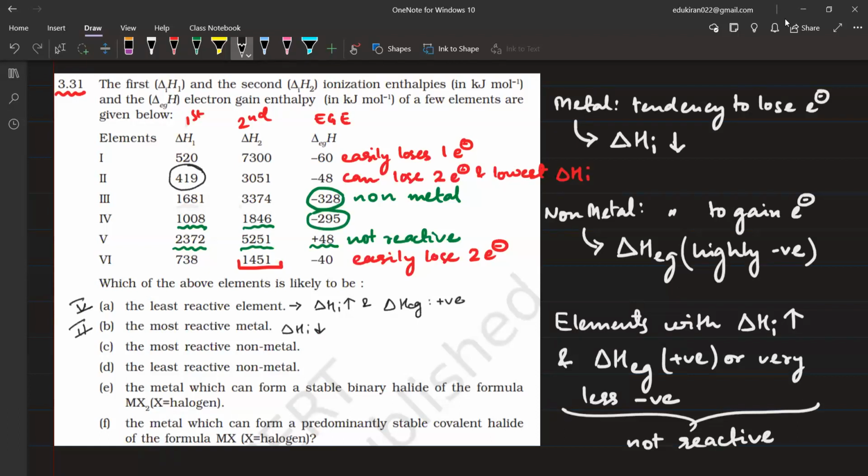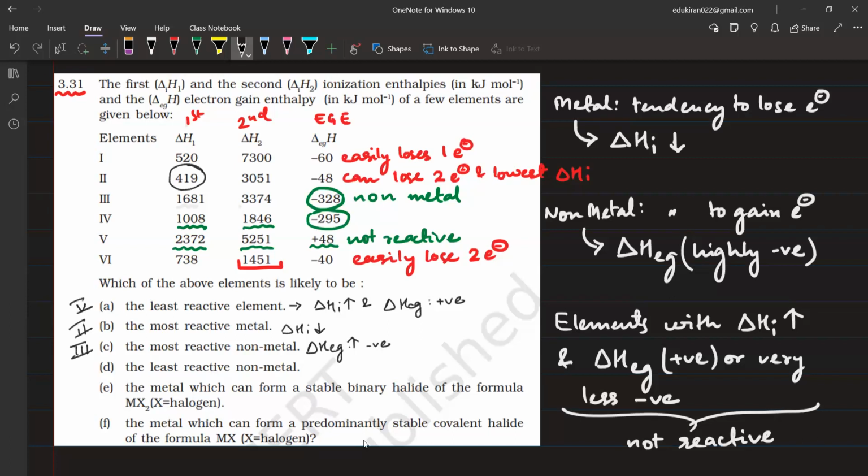The most reactive non-metal. That means delta Heg should be highly negative. She's having the highly negative delta Heg, that is the third one, correct? Yes. Okay. Now let us look at the next one, the least reactive non-metal. So it is a non-metal, but it is having what? Very low electron gain enthalpy.